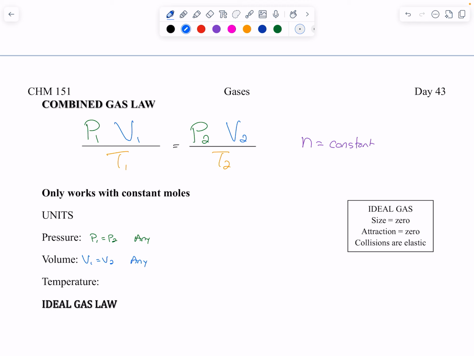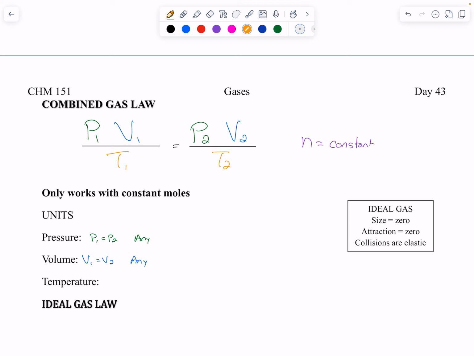Right? They have to be the same unit. So I can do liters and liters, milliliters and milliliters, gallons and gallons, all fine. Cubic meters and cubic meters, good. I can't do liters and gallons. That's not going to work. I can't even do liters and milliliters. I have to make them the same.